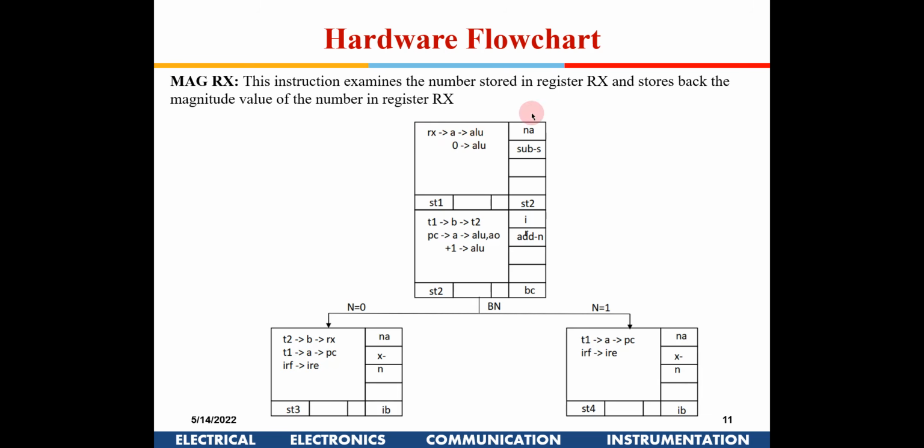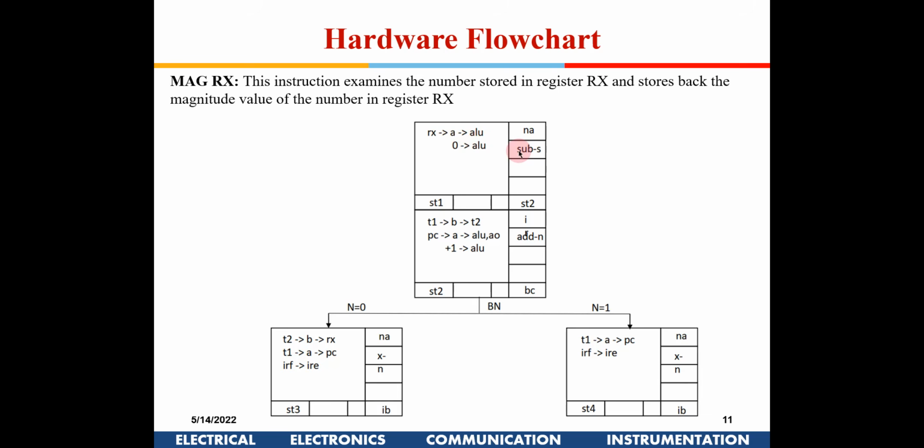Okay, so once it is done, you have an NA out here, because we are not referring to any external bus. No data transfer, it is within the execution unit. So this becomes NA. 0 also we are going to get into the ALU, and we are doing subtraction. What we are doing is 0 minus Rx.